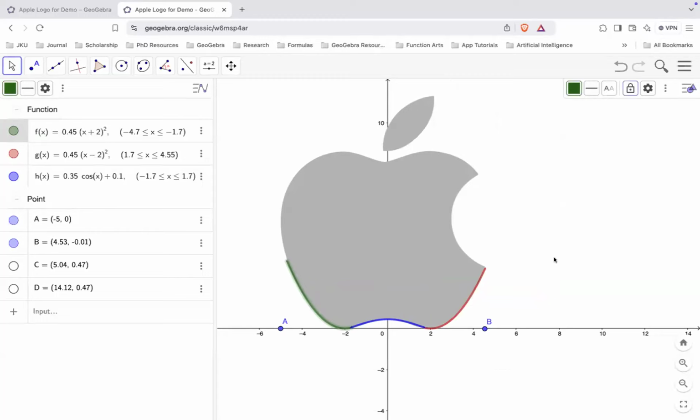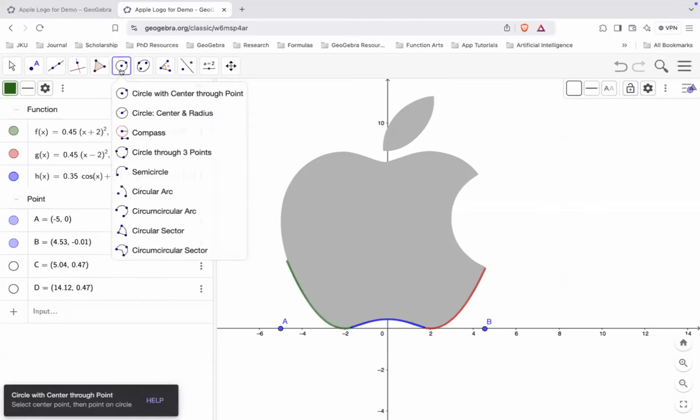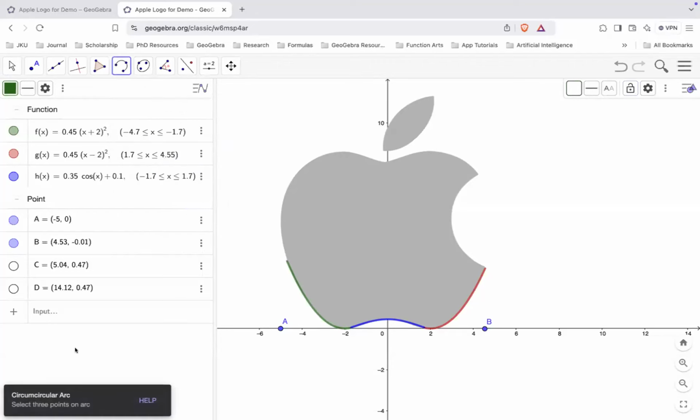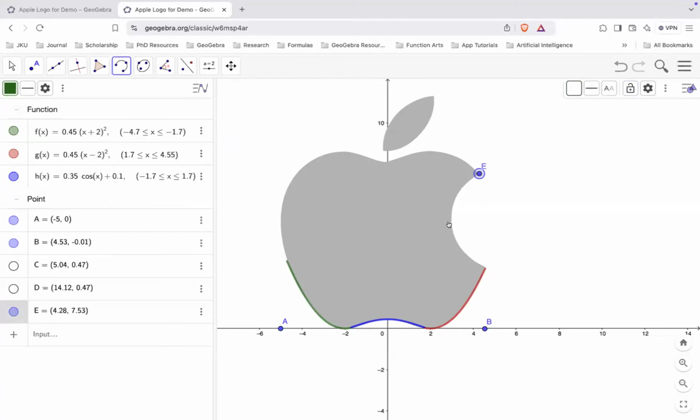Right. So of course you can do the other functions. And for this, for example, how do we do this? This is not a function, right? Because if you draw a vertical line here, you'll intersect 2 points. So that's the well-known vertical line test. Okay. So you can use other tools, like for example, this one. There is this tool called the circumcircular arc for curves like this, for circular curves. So what do you do? You just click on the 3 points on the arc. So maybe here, here, and here.